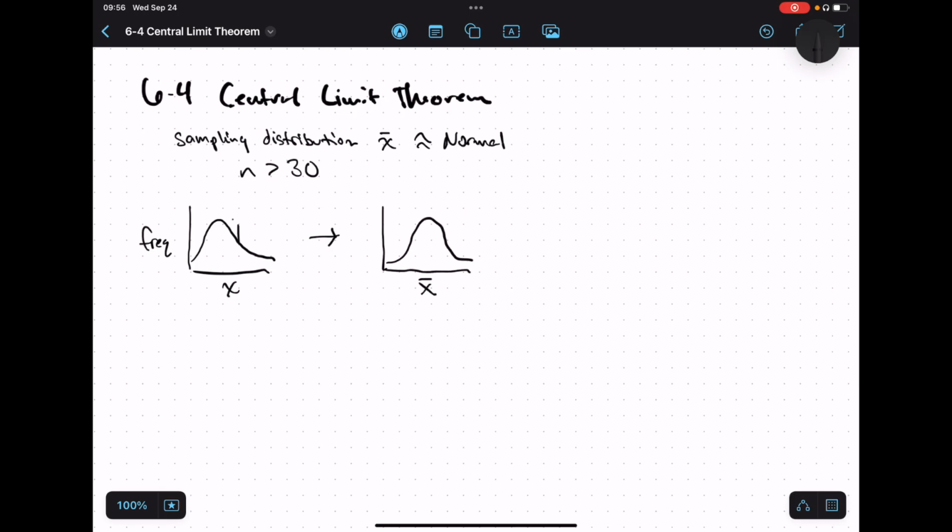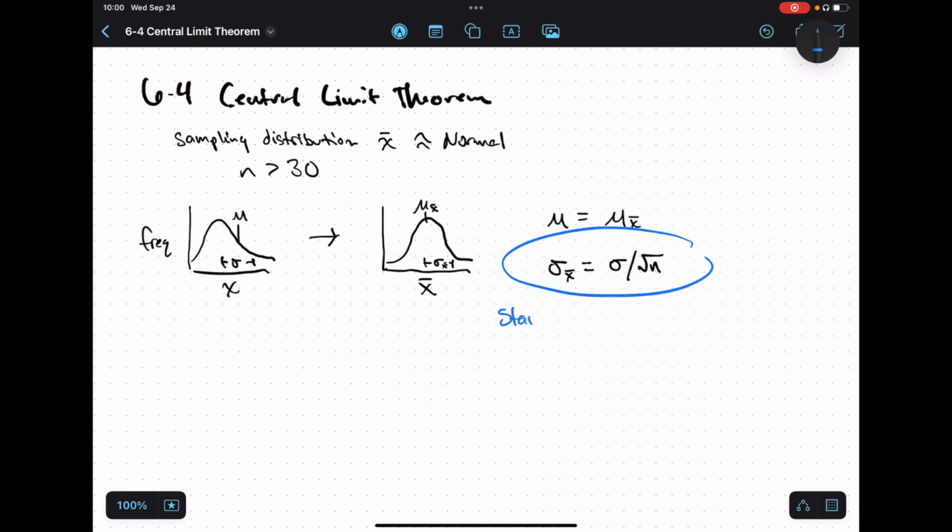And we see that the population mean, mu, is equal to what we call the mean of sample means, mu sub x bar. However, the population standard deviation, sigma, is not the same as that standard deviation in the sampling distribution, but it is related in that the standard deviation of that sampling distribution is equal to the standard deviation in the population divided by the square root of sample size. Sigma divided by the square root of sample size is also called the standard error of the mean, or SEM for short.